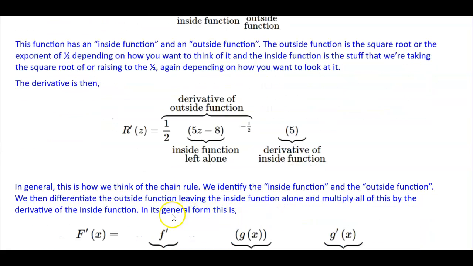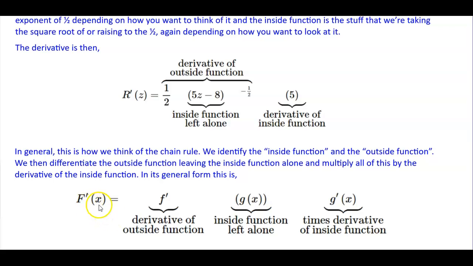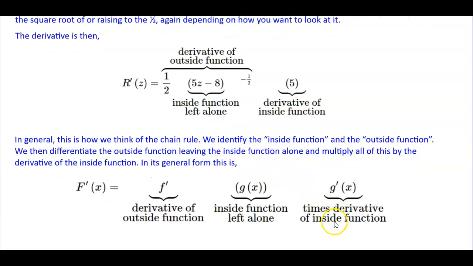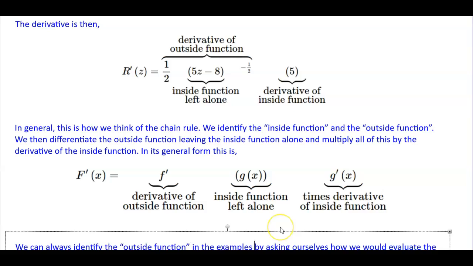So in general, this is how we think of the chain rule. We identify the inside function and the outside function. We then differentiate the outside function, leaving the inside alone, and multiply all of this by the derivative of the inside function. In its general form, this is f prime of x is equal to the derivative of the outside function, the inside function left alone, times the derivative of the inside function.